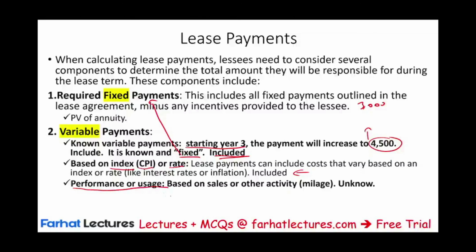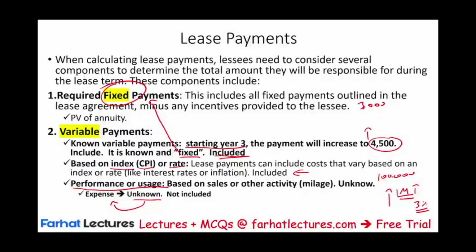performance or usage variable payments. What does that mean? For example, you lease a truck, you lease an office space, and the landlord would say, once you reach $1 million in sales, anything above this, I want 3% of that. That's part of the lease. Or if you're leasing my truck, once you drive it more than 100,000 miles, you have to pay me $1 for every additional mile. Well, those performance or usage variable payments are not included in the lease payments because they are not known. So what do we do with them? We will expense them as they are incurred.